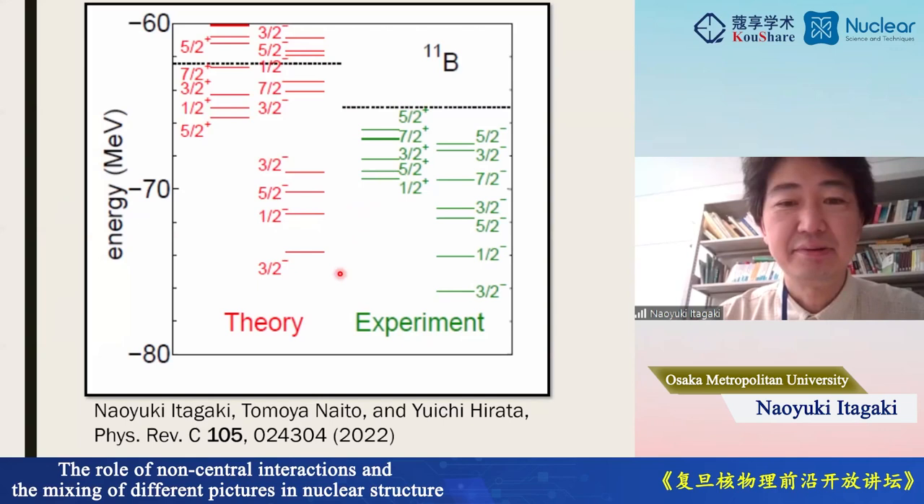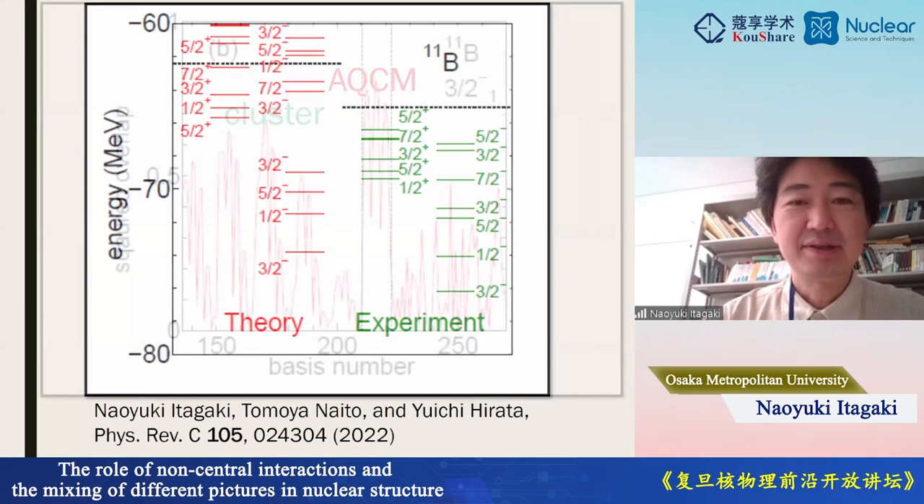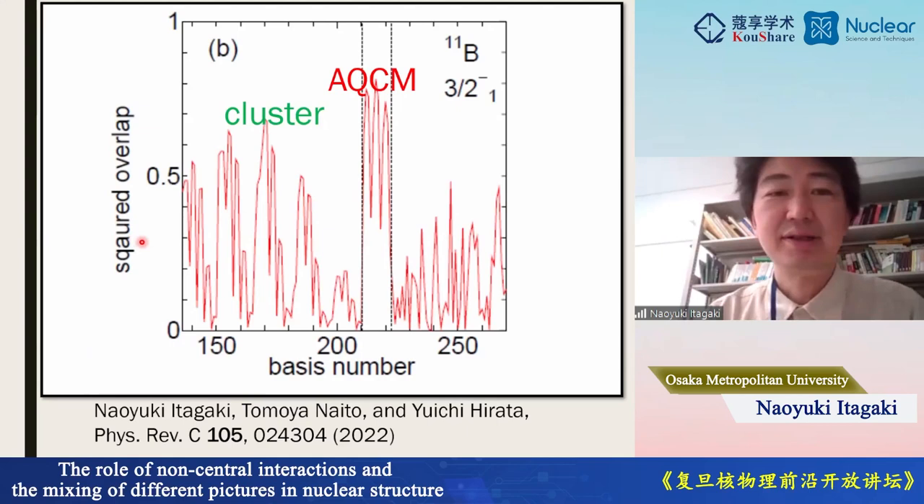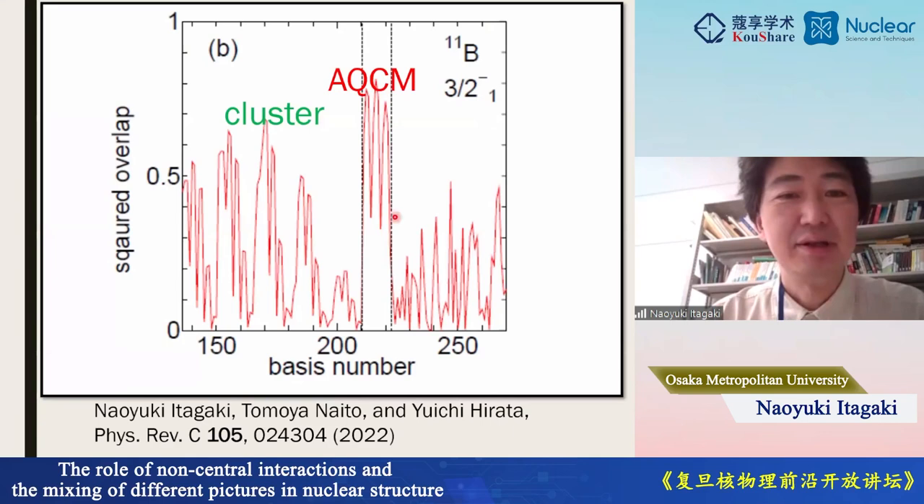So the ground state is a linear combination of many different states, so we can calculate the squared overlap between the ground state solution and each basis state. These are the contributions of each basis state. This part is cluster basis states, and this part is our AQCM basis states. And this one is two alpha plus three nucleon basis states. This bunch of states is alpha-alpha distance of 1 centimeter, and the triton is somewhere. And this one is alpha-alpha distance of 2 centimeter, 3 centimeter, 4 centimeter and 5 centimeter.